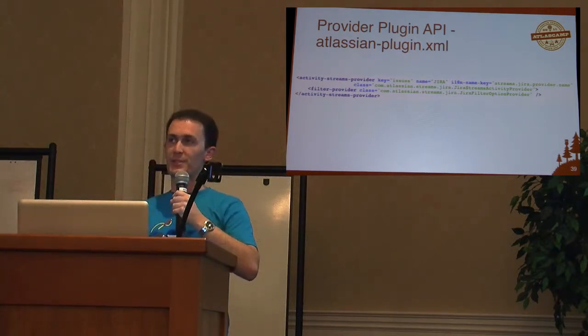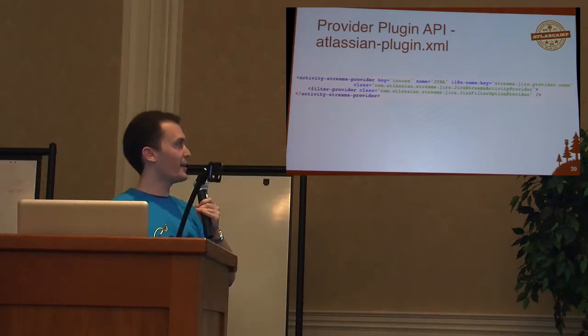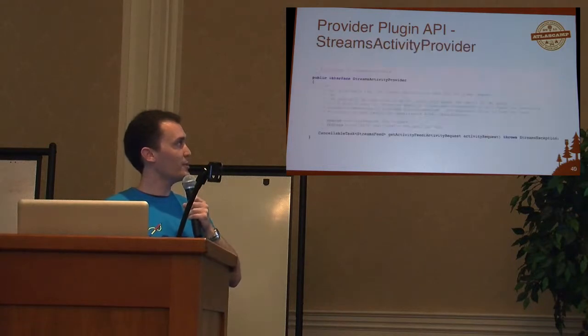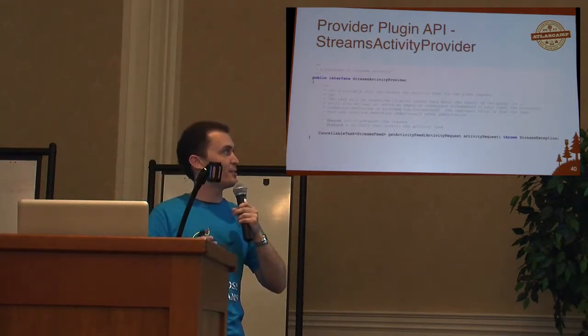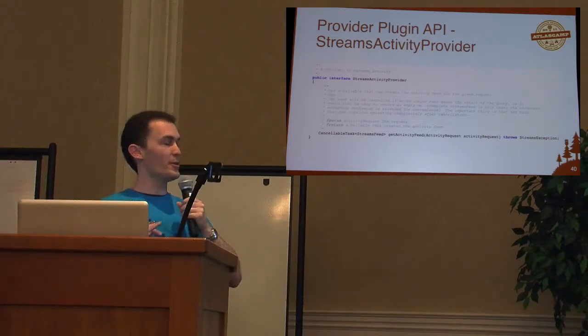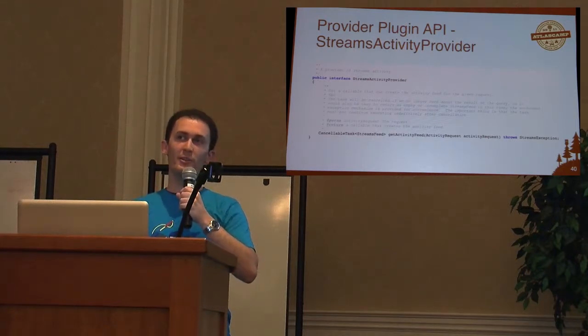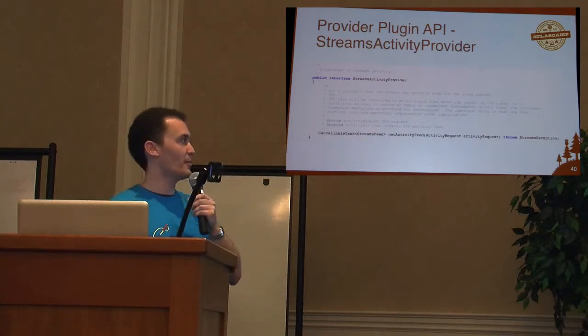There are several submodules that you can add if you want to add additional configurations to your provider, but I'm only going to discuss one of them today, which is the Filter Provider interface. So first, the first module uses the Streams Activity Provider interface. This is by far the most important interface in the API. In fact, it's the one and only interface that's required for you to implement in order to use this API.